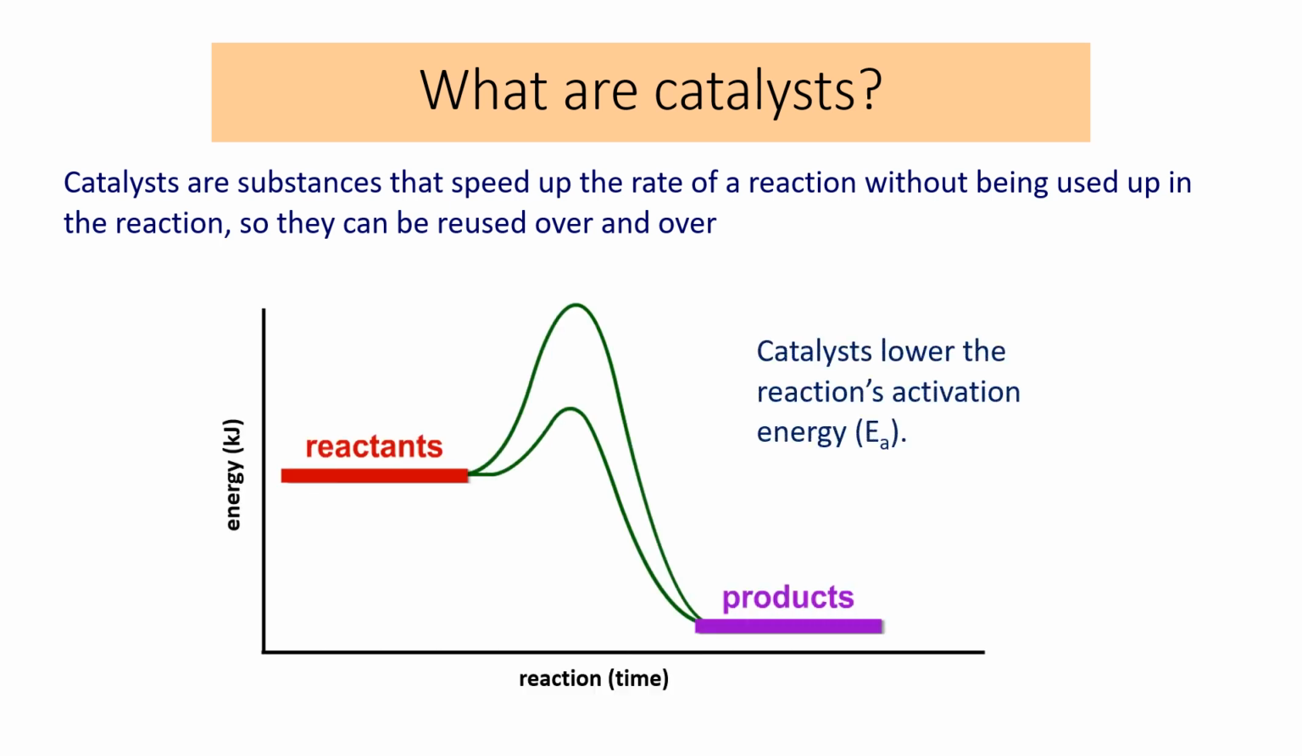Now, how a catalyst works is that it lowers the activation energy, meaning that the particles need less energy to do the same reaction. You do not need to know this graph. You just need to know that catalysts speed up a reaction without being used up, and how they do it is by lowering the activation energy.